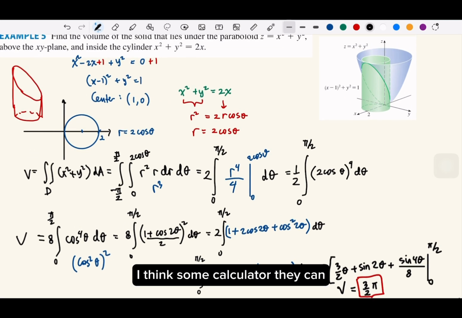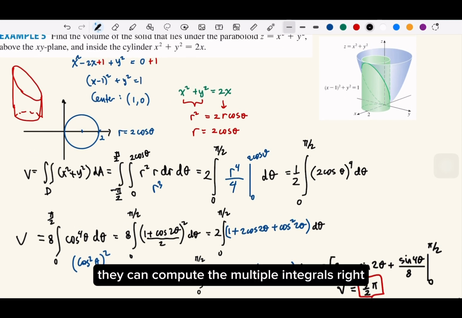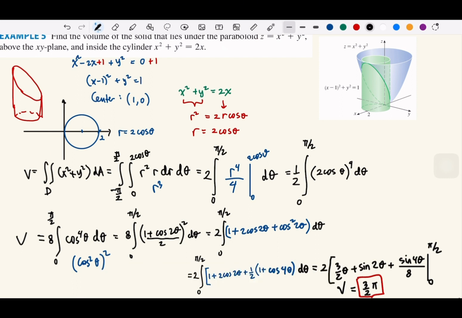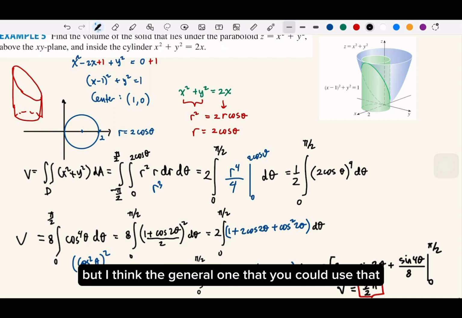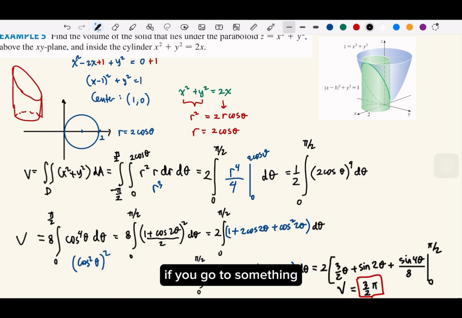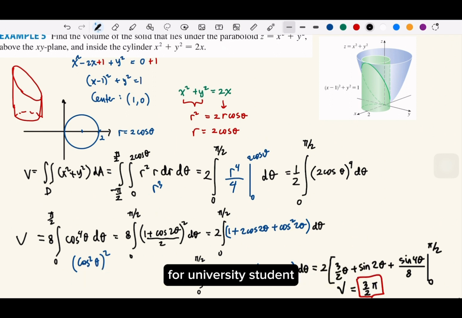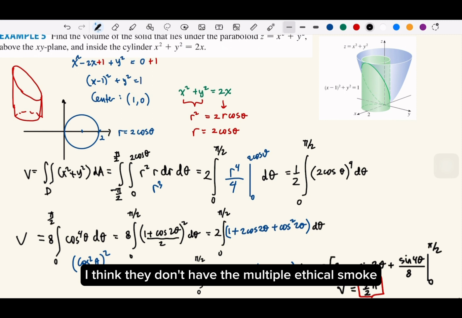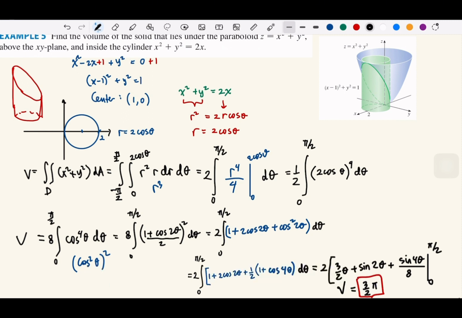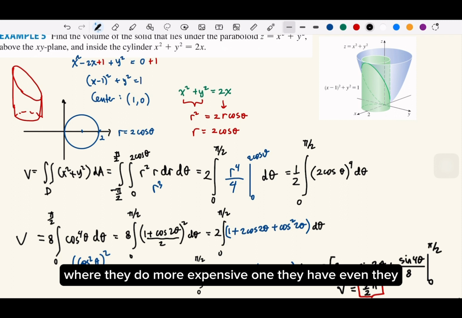And it depends on the calculator. I think some calculators can compute multiple integrals, right? But the general scientific one that most people buy, if you go to a general store, they have the most abundant scientific calculators for high school and university students. I think they don't have the multiple integrals mode. But the more expensive ones have it. Even some of them can compute some algebra.